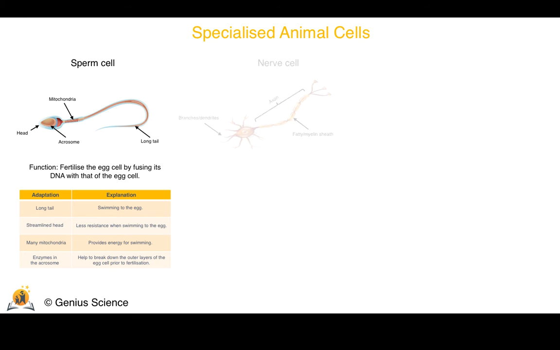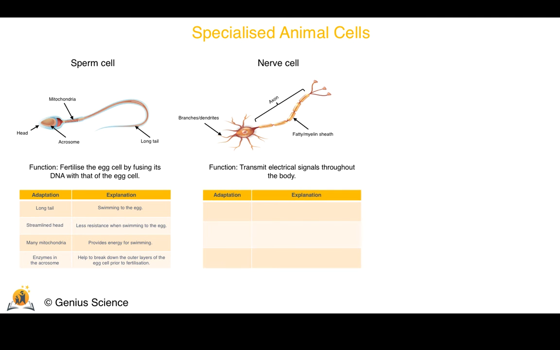Next, we have a nerve cell. And the function of a nerve cell is to transmit electrical signals throughout the body. Our first adaptation of a nerve cell is that it is long. And it is long because it needs to transfer electrical signals over long distances in the body.